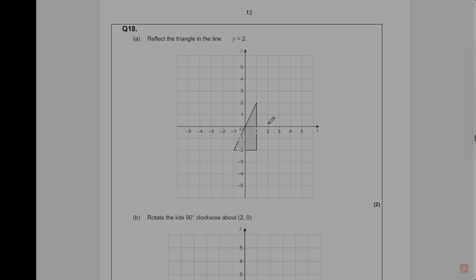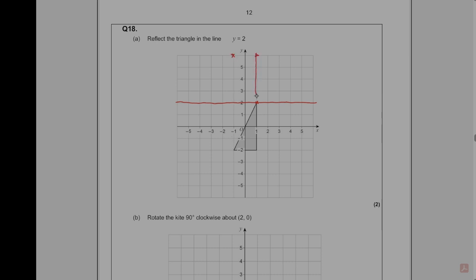Okay. Question 18. Reflect the triangle in the line y is equal to 2. So I'm going to draw the line y is equal to 2 first of all. That's going to be that line there. So that's going to be what's known as an invariant point, a point that doesn't move. So I'm looking 4 squares below the mirror line, 4 above the mirror line would be there. 4 below, 4 above. So that's going to be my reflection.